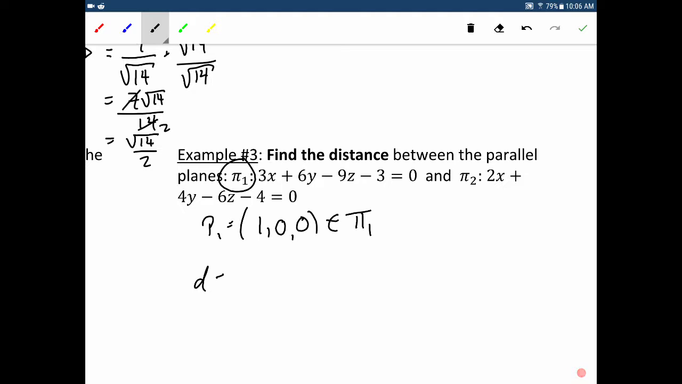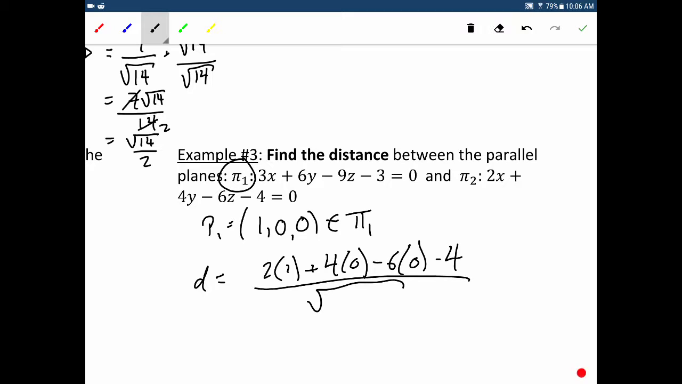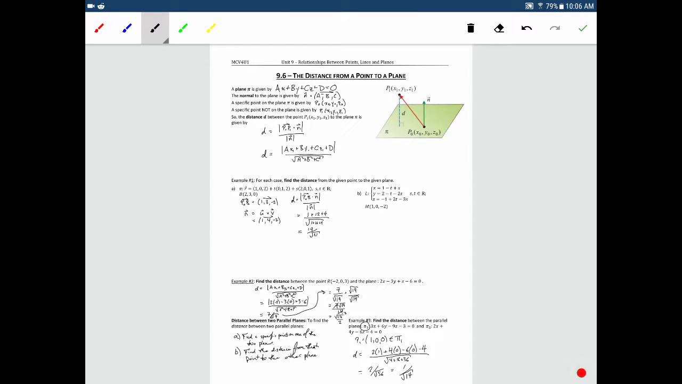So the distance is 2 times 1 plus 4 times 0 minus 6 times 0 minus 4, and the whole thing is divided by the root of 4 plus 16 plus 36. And so what it equals is 2 over root 56, which we can reduce to 1 over root 14. And there we go, and that's it.